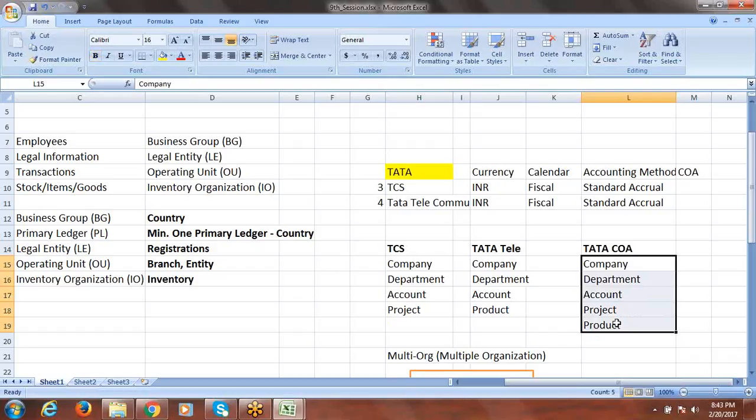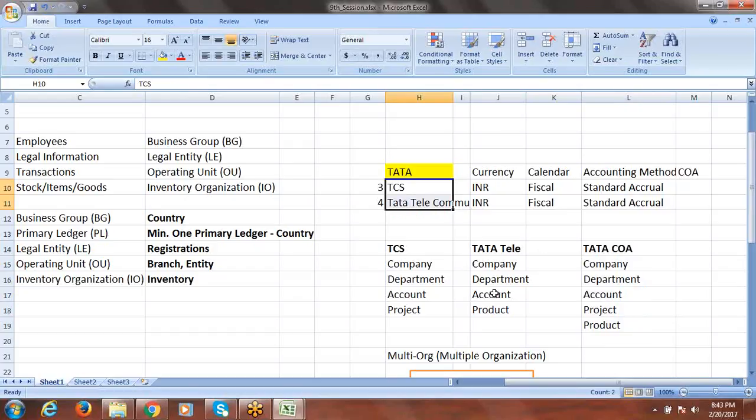This chart of accounts I'll be taking as a part of the primary ledger. I'll create one primary ledger. Then I'll take INR, calendar as fiscal year, standard accrual as accounting method. I'll use this chart of accounts. So now, okay, these two companies can use the same primary ledger.